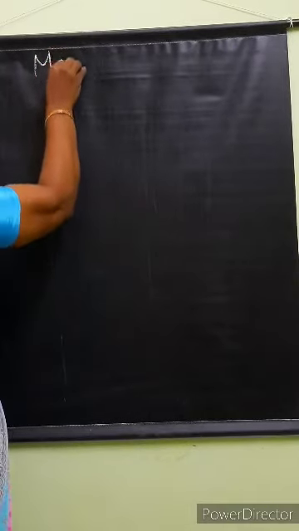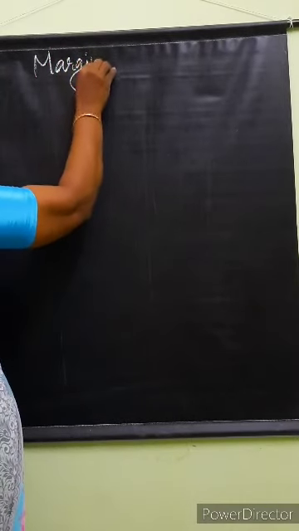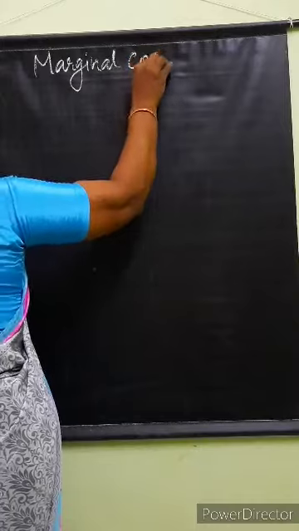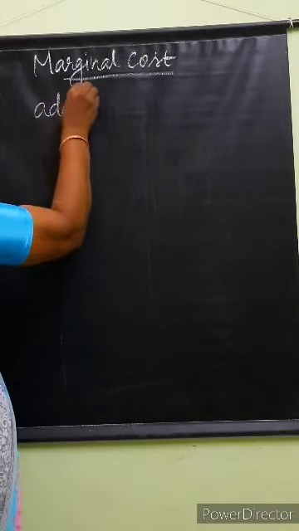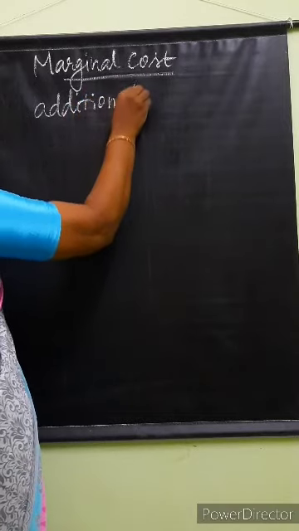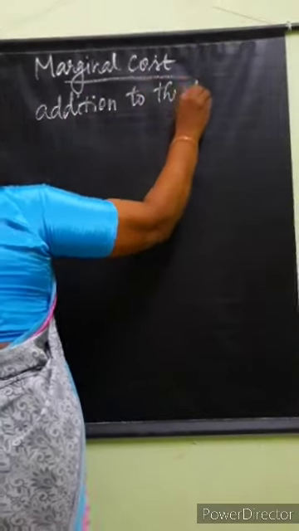Now let us see marginal cost. How will you calculate the marginal cost? Already I told you, marginal means addition to the stock. Addition to the stock is called marginal.